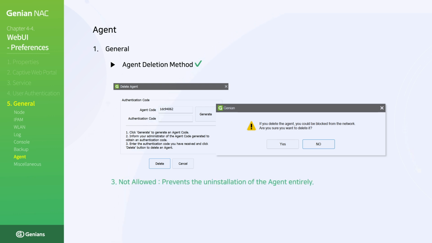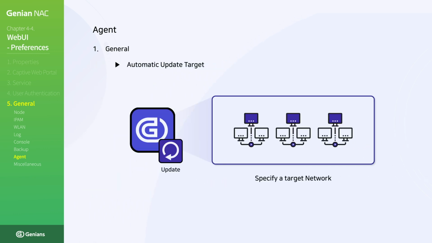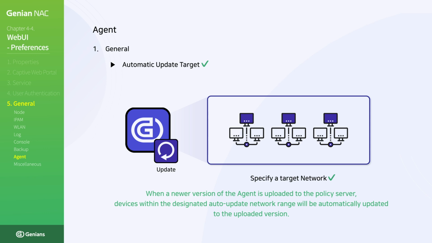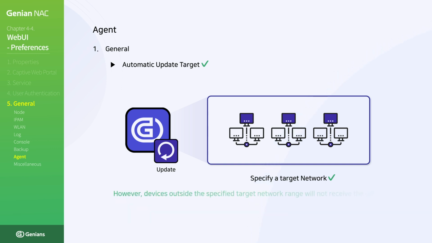The Agent Deletion method allows you to configure one of three options. Use authorization code. Uninstallation is possible by issuing an authorization code that matches the agent code on the device one-to-one. Without authorization code, allows the agent to be uninstalled from the device without requiring an authorization code upon request. Not allowed, prevents the uninstallation of the agent entirely.